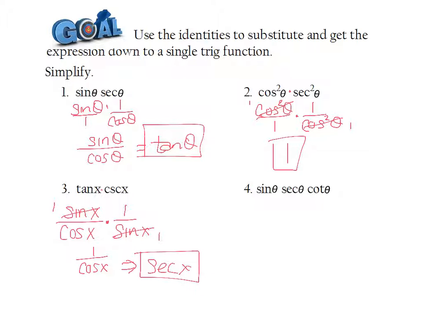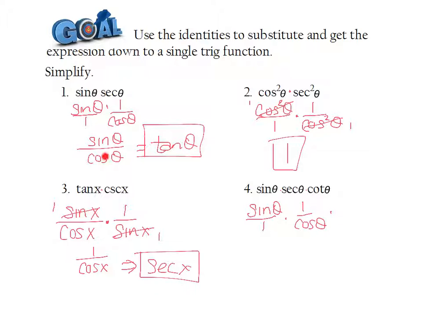All right, and number 4. This one we have 3 functions. We're multiplying all of these together. When you start getting a lot of them, we tend to go sines and cosines. I'm going to write sine theta and put it over 1 times secant is the same as 1 over cosine theta times cotangent.